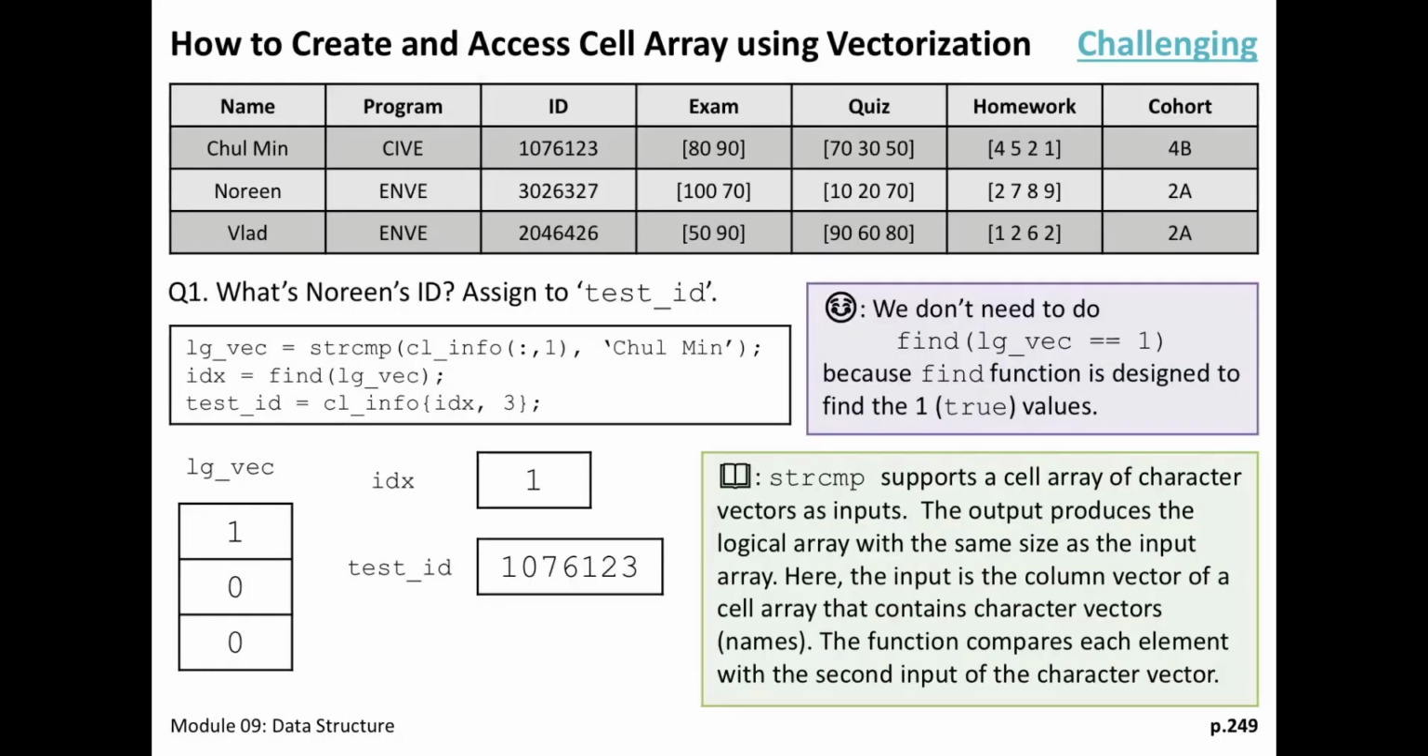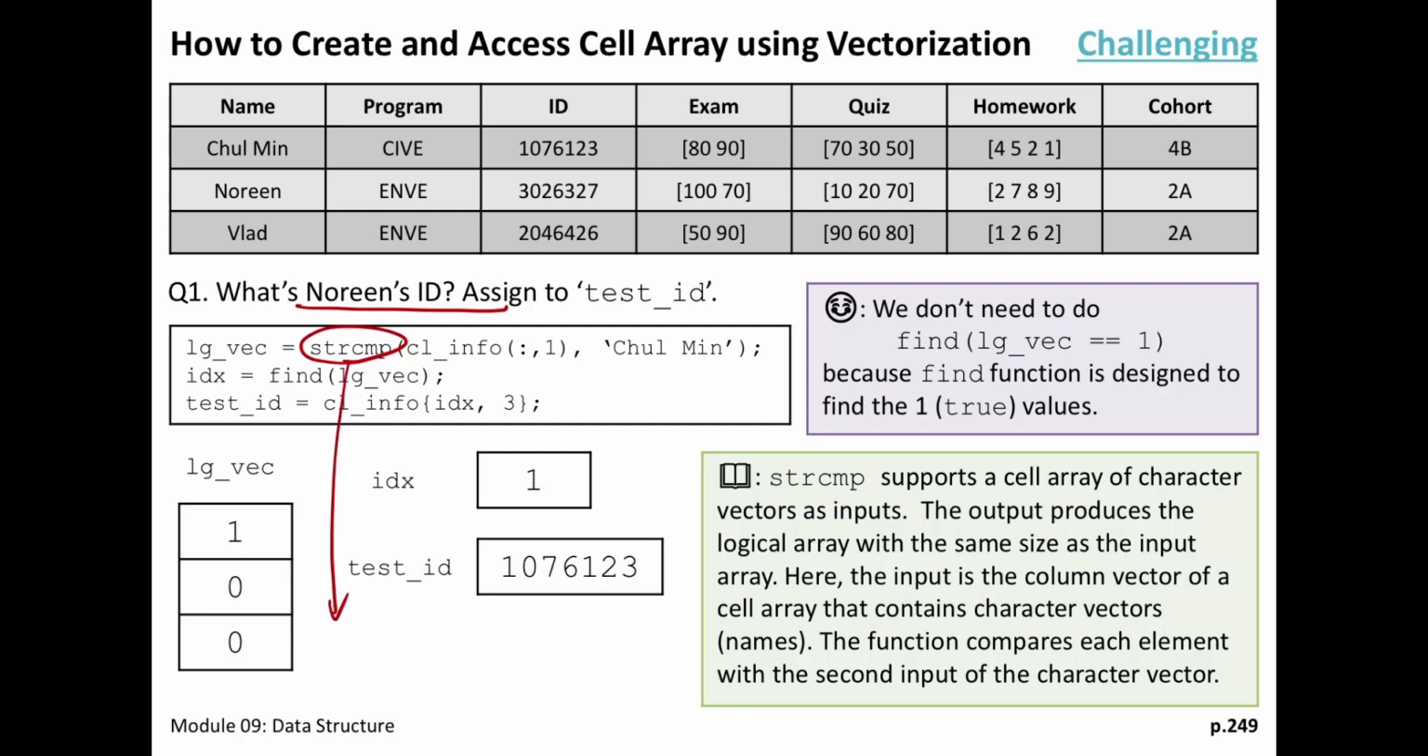Okay, how to vectorize the cell array data. This is a very challenging topic. I'll say this is an optional topic. Okay, this is the same problem. What is the Norris ID? In this case, the strcmp, this is a built-in function, supports the cell array data type. That's important. Every built-in function has its supporting input type specified. But in this case, the string compare built-in function supports the cell array.